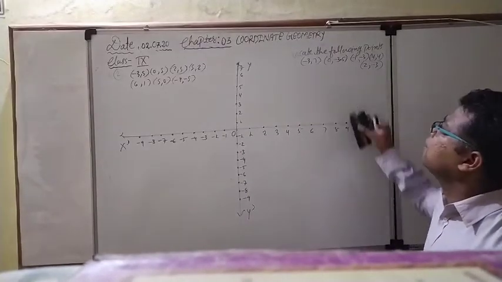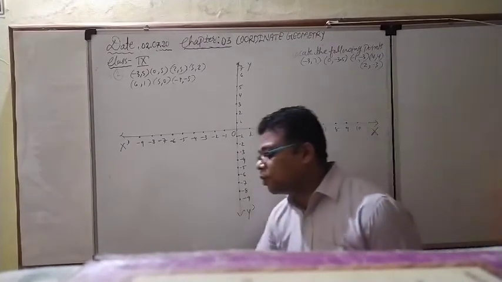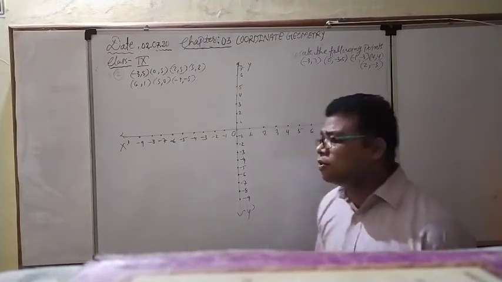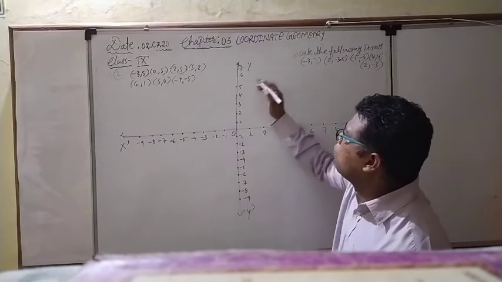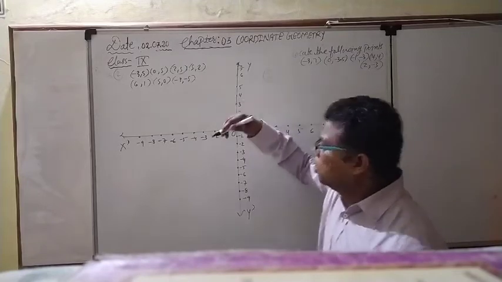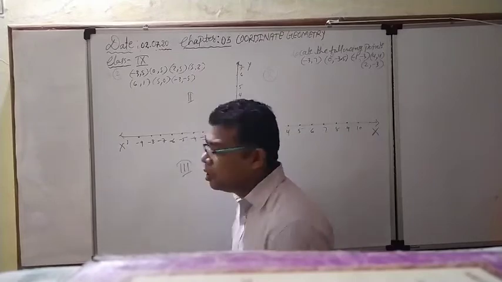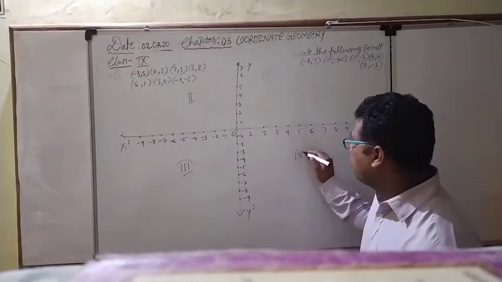Right now, we have to locate these particular points here in the Cartesian plane. We know the sign convention for the 4 quadrants. This is quadrant number first, this is going to be quadrant number second, this is going to be quadrant number third, and this is going to be quadrant number 4.